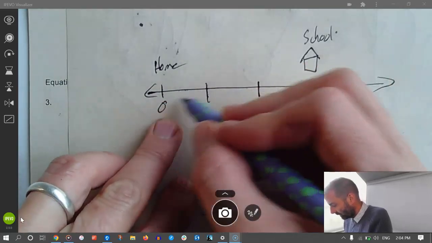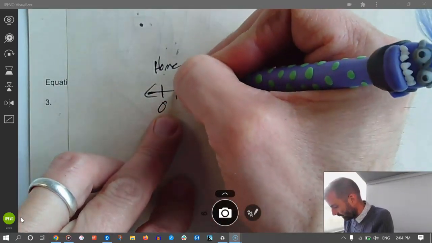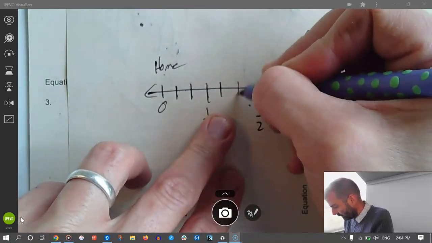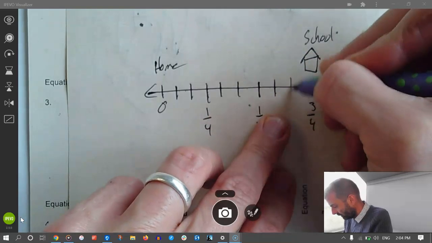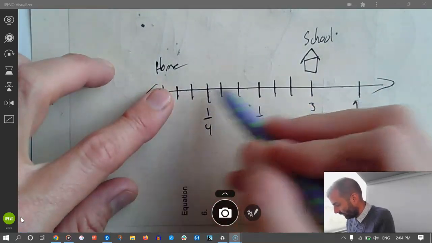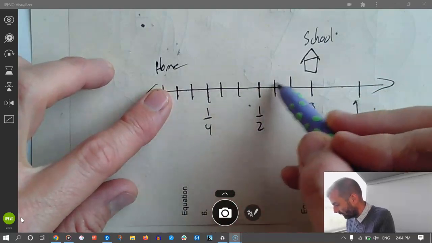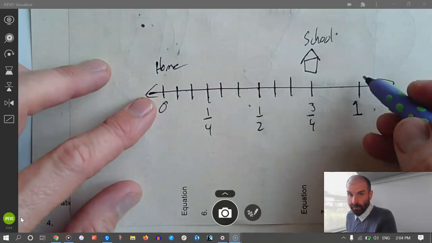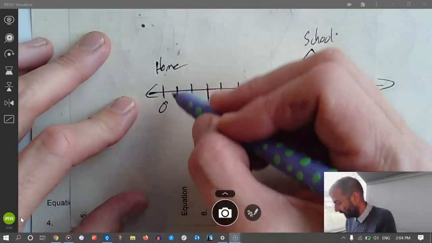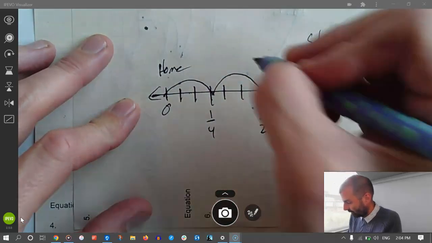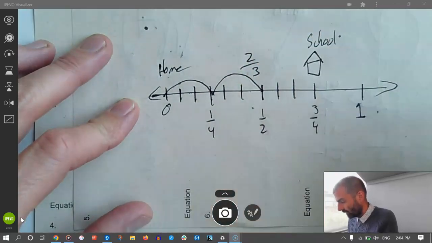So if I go in between 0 and 1, I want to split this into thirds. Split this into thirds. So now this whole thing is 1, 2, 3. That's 1/3. 1, 2, 3. 2/3. 1, 2, 3. 3/3. So 3/3 of the whole thing is 3/4. I know it gets confusing, doesn't it? So if she ran 2/3, this is 1/3, and now 2/3. So 2/3 of the way there is 1/2.